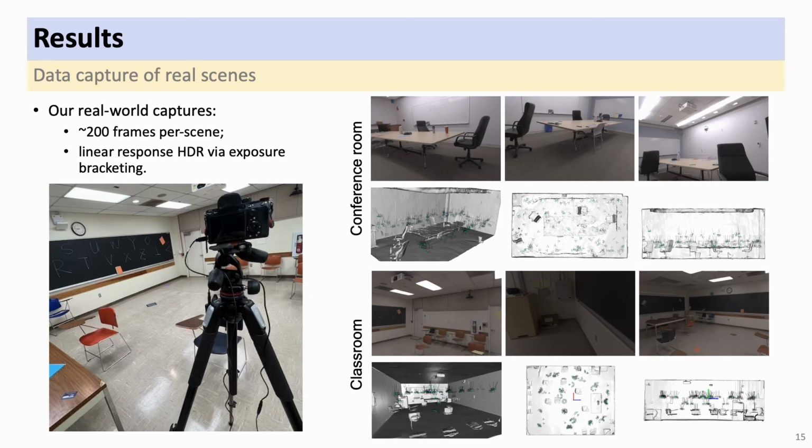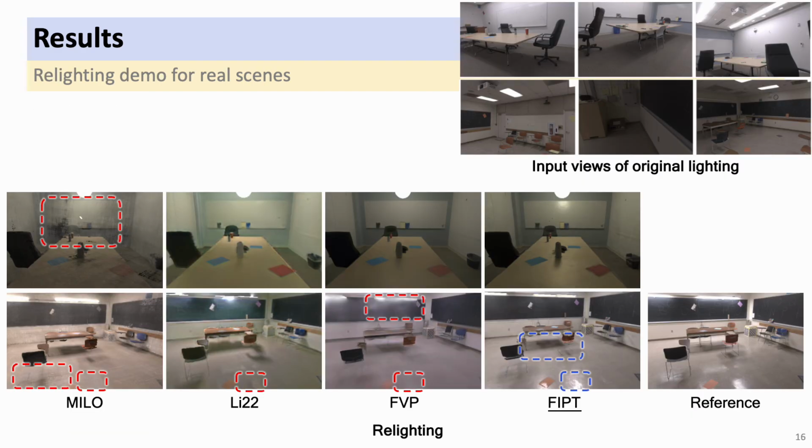For evaluation on real scenes, we capture two scenes with around 200 HDR images each with linear response. We test all methods in light editing and compare against pseudo-ground truths. As we may observe here, our method is the closest to the reference, with shadows under the desk and highlights on the floor decently reproduced, with minimal artifacts thanks to reduced variance.